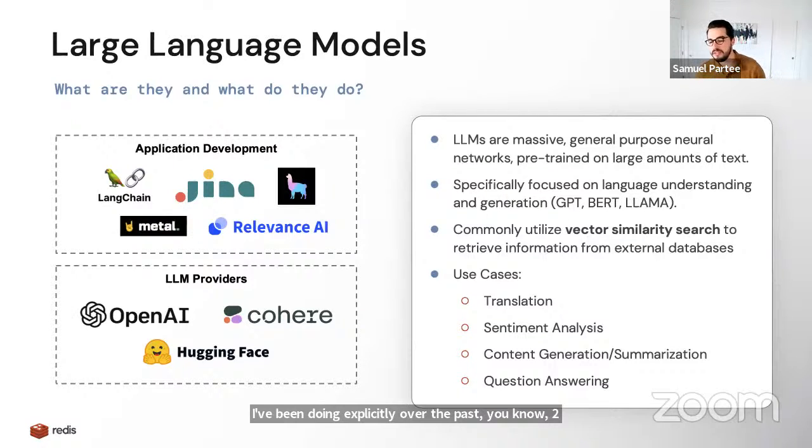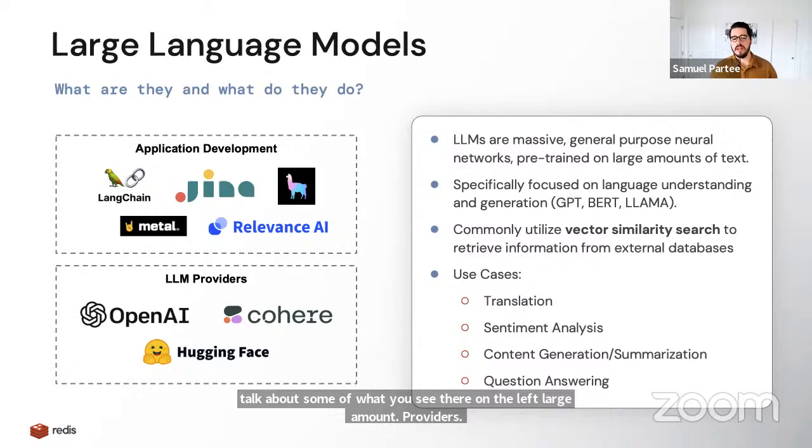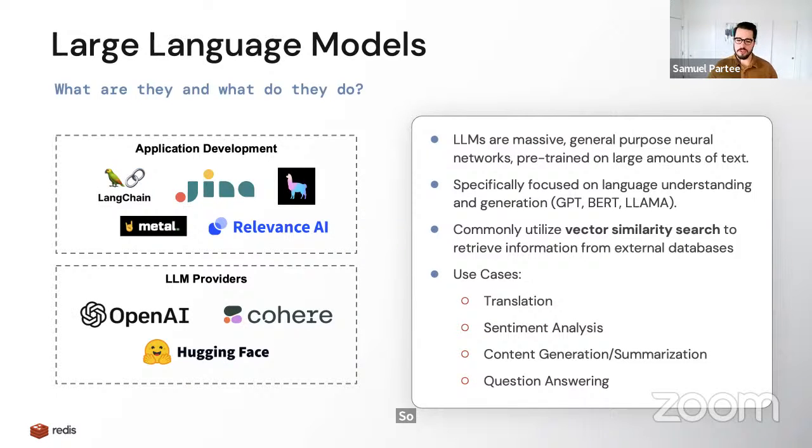And some of these use cases you see there, we'll go through a bunch of these, specifically that last one and its variants and how it can be used. And we'll also talk about some of what you see there on the left. Large language model providers, closed source versus open source, application development, what frameworks should I use?